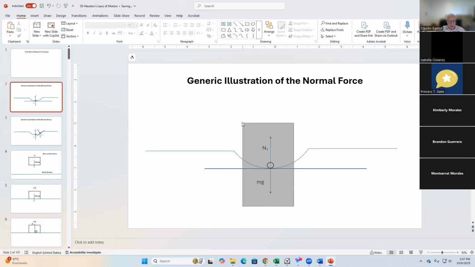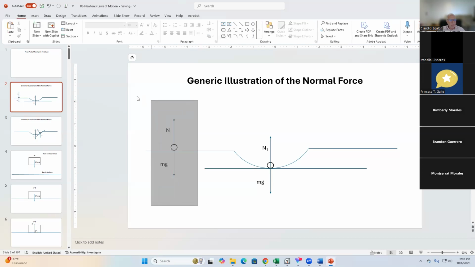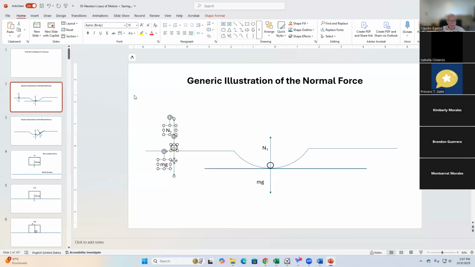We can illustrate it in a simpler way as well. I'm going to illustrate it in a simpler way now. Here on this planar surface, the normal force, again, is going to be perpendicular to the tangent to the surface. The tangent to this surface here coincides with the surface itself, okay? But not here, in the case of this depression.